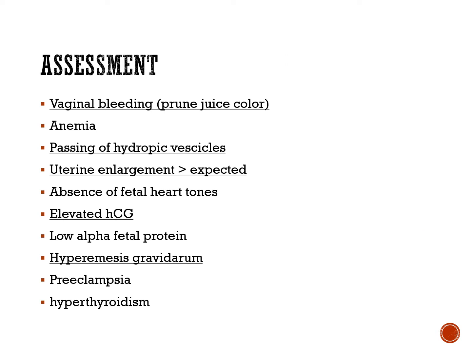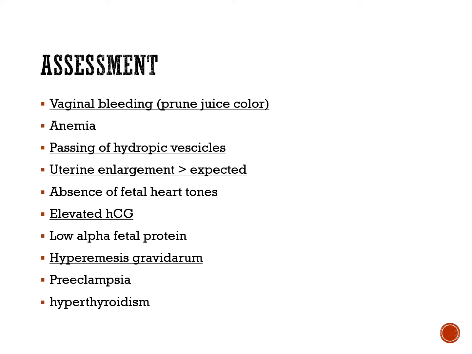So what is the assessment of a person that comes in with a molar pregnancy? They're going to have vaginal bleeding, but it's going to be a dark brown, prune-juice color. Anemic. They could even be passing those fluid-filled balls, those hydropic vesicles. They're going to have uterine enlargement, but it's going to be larger than expected. There's not going to be any fetal heart tones. They're going to have a really high HCG and a low alpha-fetoprotein. A lot of times these women suffer from hyperemesis gravidarum due to the high amounts of hormones going on in the body at that time.